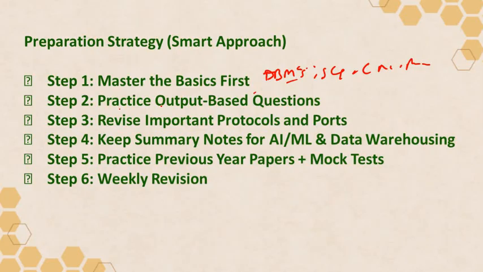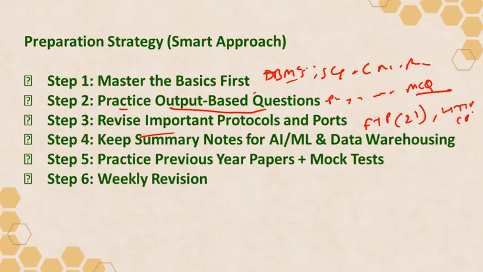Then the next step, you can practice output-based questions. You can practice questions from Python, Java, and shell scripting, so you can practice the output-based MCQs. Then you can revise the important protocols and port numbers from networking and cybersecurity. They ask about protocols, like what is the port number for FTP, which is 21, and what is the port number for HTTP, which is 80. So you need to remember these port numbers.